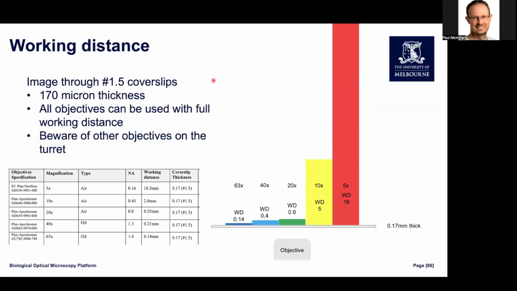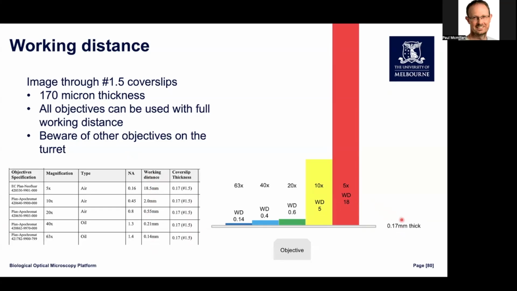Next thing we want to look at is the working distance of the objective. And there's 2 bits that come into this. So I mentioned before that we want to try and image through those number 1.5 cover slips. They have a thickness of 170 microns. This is a section of one of our specification sheets on our microscopes. So here we've got what the cover slip thickness is. These are all expecting that number 1.5 cover slip thickness, and they're giving us what the working distance is.